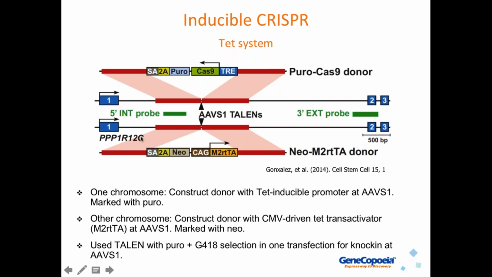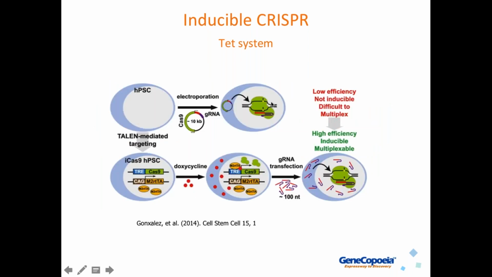So doxycycline, you may or may not know, is an analog of tetracycline. And what this group did was they knocked in onto one chromosome Cas9 under the expression of a Tet responsive promoter, and on the other chromosome they knocked in a constitutively expressed Tet responsive element. And then they used that system, as shown here, in induced pluripotent stem cells to analyze knockout of particular genes at a specific stage of development.